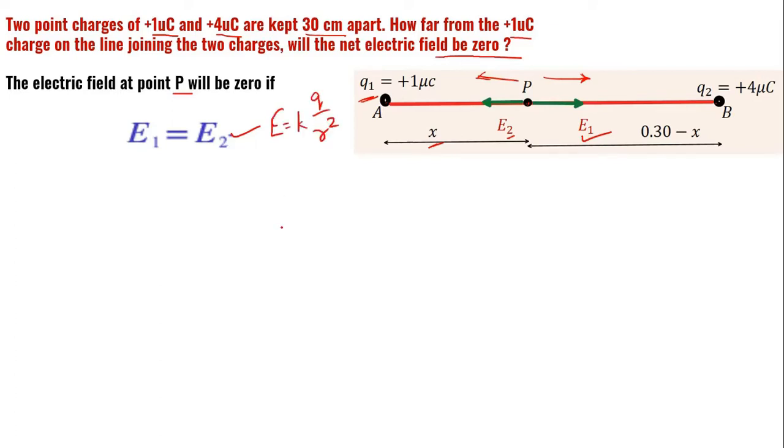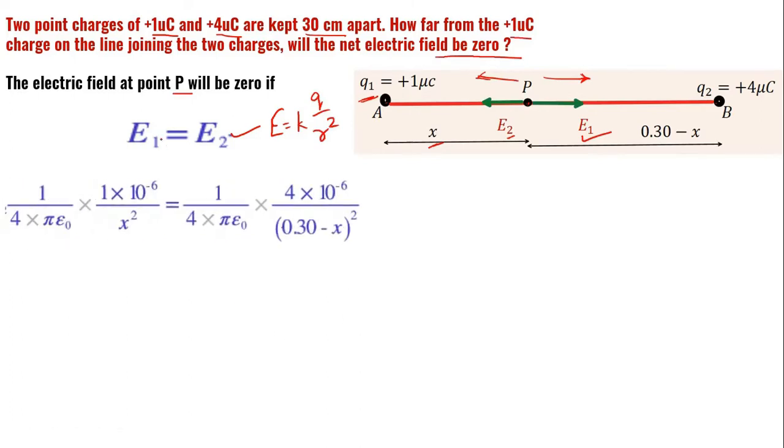So if we put this formula for our particular situation, what do we get? E1 equals K, that is 1 upon 4 pi epsilon naught. E1 is due to the +1 microcoulomb, so we have converted it into coulomb as 10 to the power -6 coulomb upon R square, that is the separation between A and P, which is x. So we have taken x square.